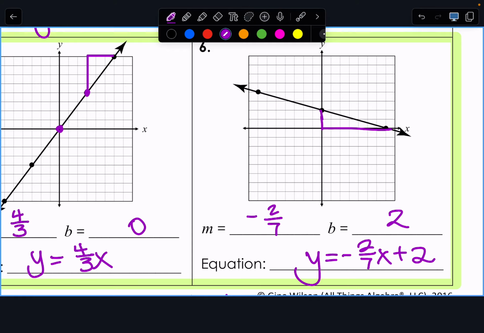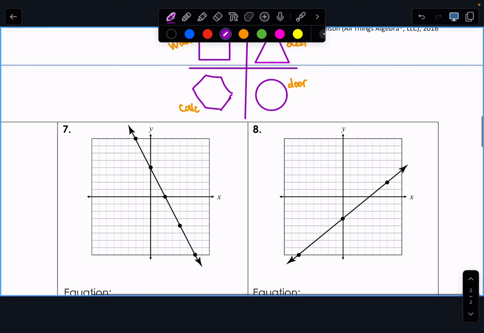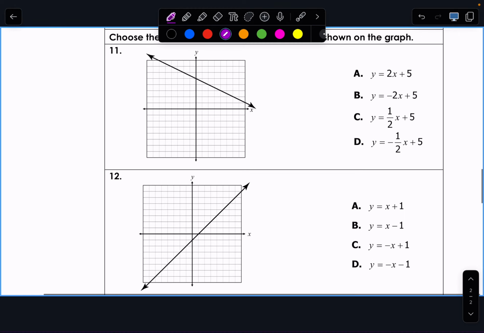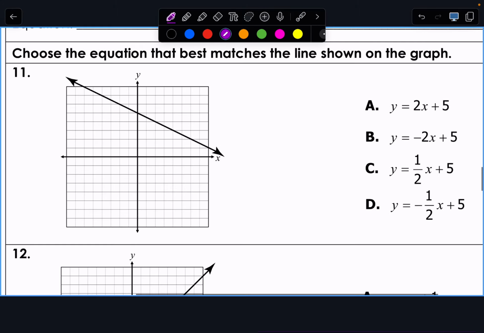Okay, now I want you to go look at the next page, numbers 11 and 12. What do you notice about the graphs? There's no dots. It's fine. No dots is just fine. So first of all, if I look at 11, which two answers can I cross out already without even counting anything?